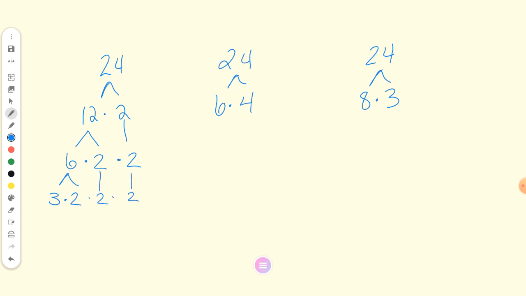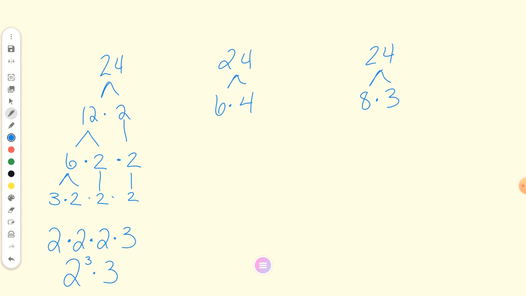So all of my work is done. Now I have to give my answer. How do I write my answer? Abby? 2 times 2 times 2 times 3. Okay, I write them in order from least to greatest. How can I write my answer using exponents? Dane? 2 to the 3rd power times 3. Yeah, 2 to the 3rd power times 3.